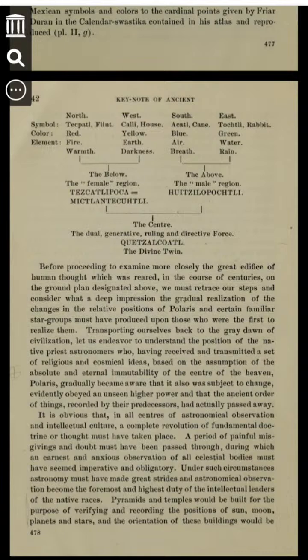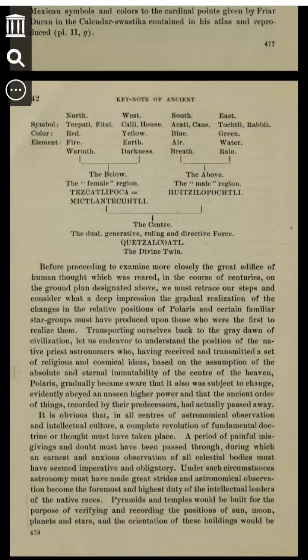The following table presents the bare outline of the scheme of organizations exposed in the preceding text. In making it, I have, after due consideration, definitely adopted the assignment of the Mexican symbols and colors to the cardinal points given by Friar Duran in the calendar swastika contained in his atlas and reproduced.